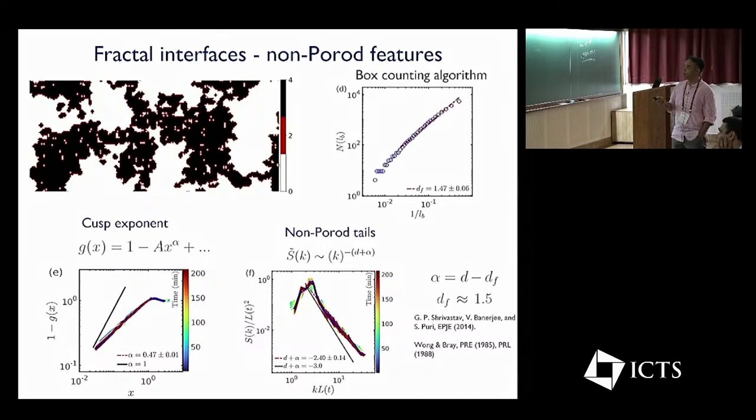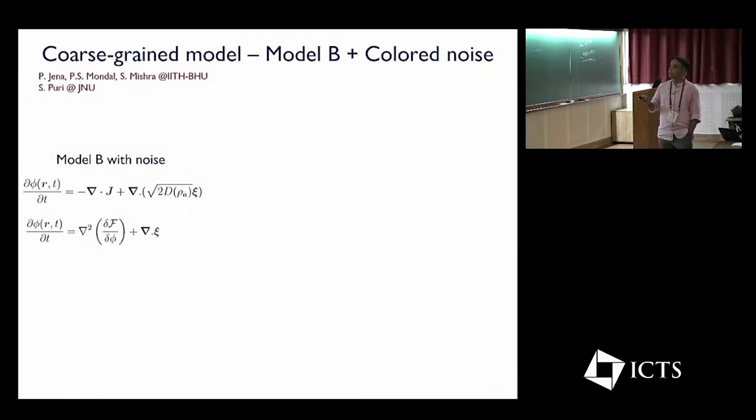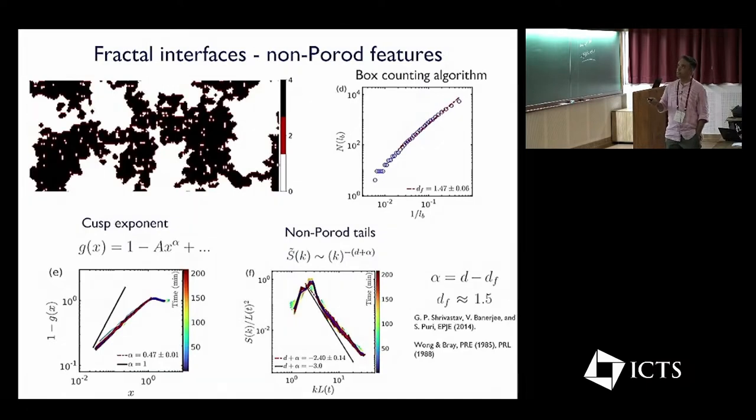From these exponents, we can figure out that the fractal dimension is 1.5. So what we did was we used a box counting algorithm to explicitly calculate the fractal dimension of our clusters, and indeed we see that the fractal dimension is very close to what we find from these relations and from the box counting algorithm. So indeed, what we are seeing is these are fractal structures. These are not sharp interfaces.